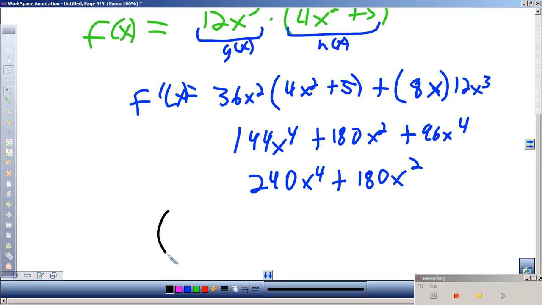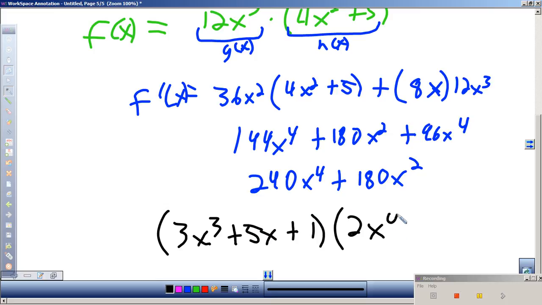Yeah, so if I had, say, 3x cubed plus 5x plus 1 times 2x to the fourth minus 6x cubed plus 5, and we're taking the derivative of that, you want to multiply it first, or... Anyway, this one might be about equal difficulty either way. Product rule is useful when we get to things like taking the derivative of sine of x. So x squared times sine of x.